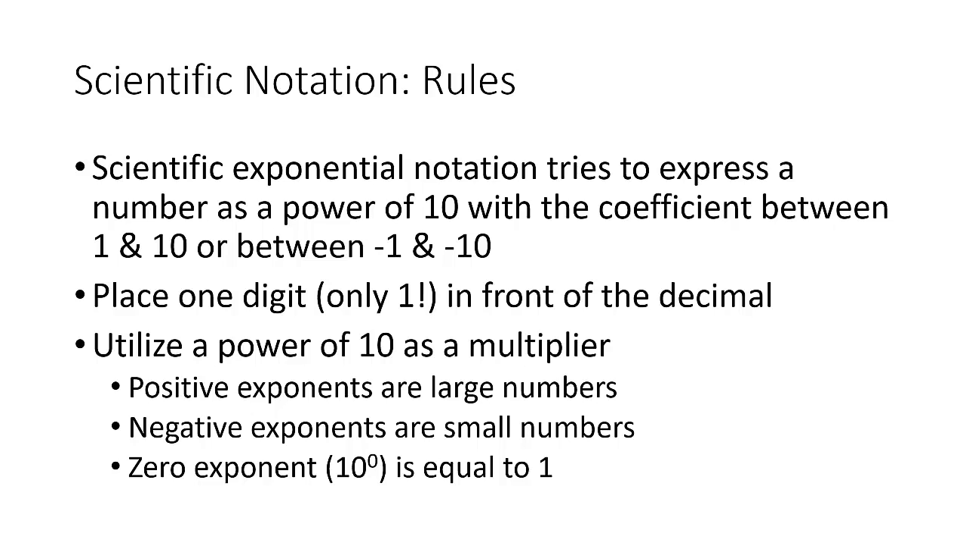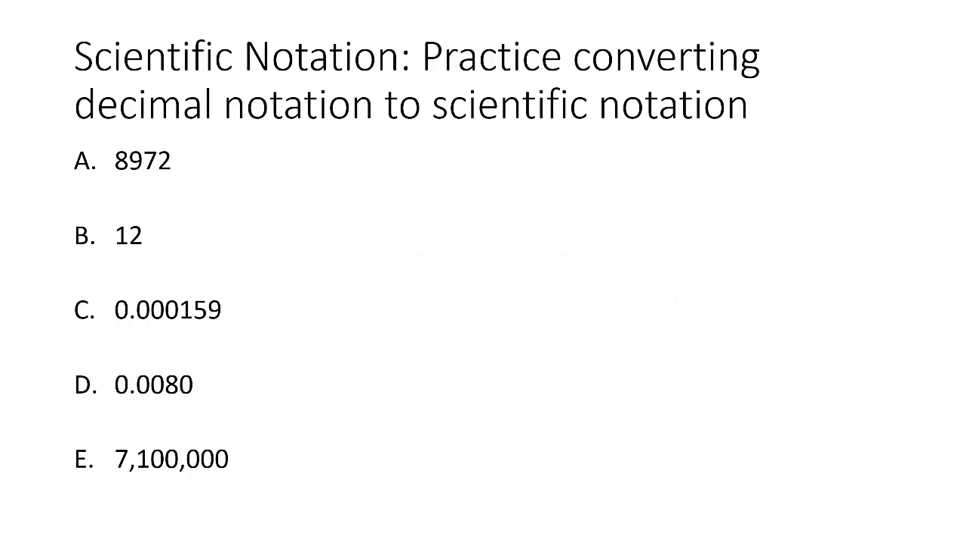And then you use a power of 10 as a multiplier. So positive exponents are really big numbers, negative exponents are really small numbers. For both of them the coefficient can be positive or negative. That doesn't change the size of the number. And then zero exponents, such as 10 to the 0, is another way of saying 1. So let's do a whole bunch of practice today.